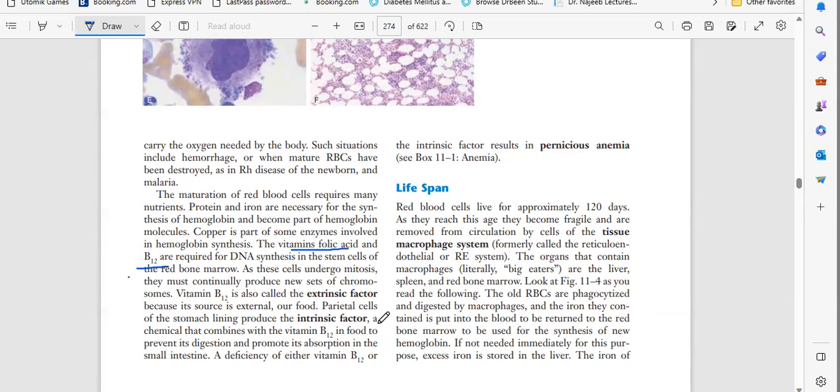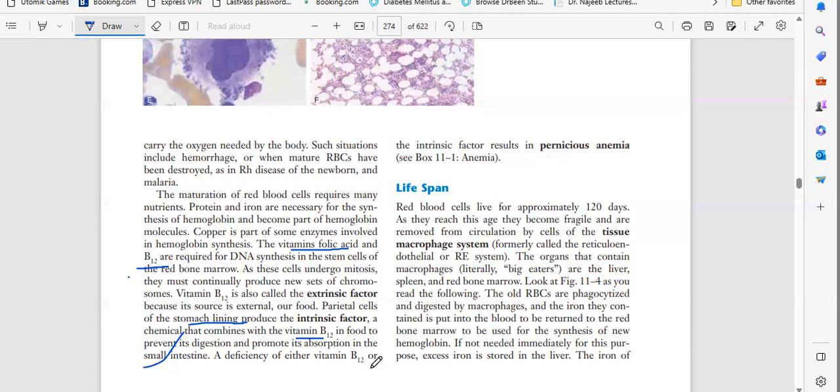This is the first thing. And the second thing is in the stomach. In the stomach, we have the chemical that combines with vitamin B12 in food to prevent its digestion and promotes its absorption in the small intestine. So you need three things. One is folic acid, vitamin B12, and third is the cells which will absorb B12 and digest B12. So if there is deficiency of B12 or folic acid, what will happen? There is the chance of anemia.